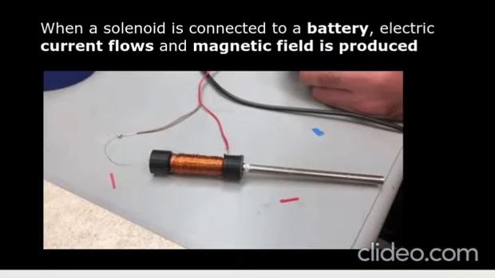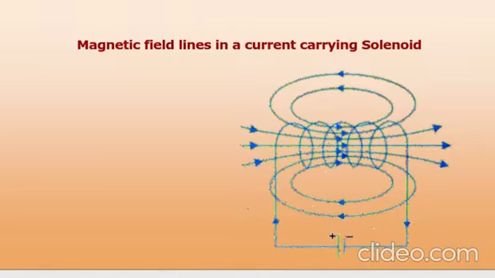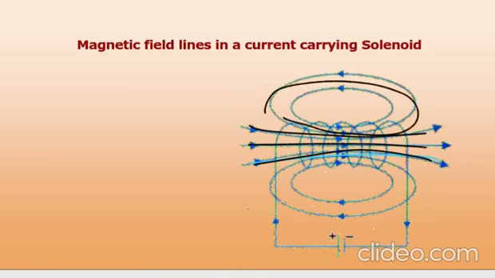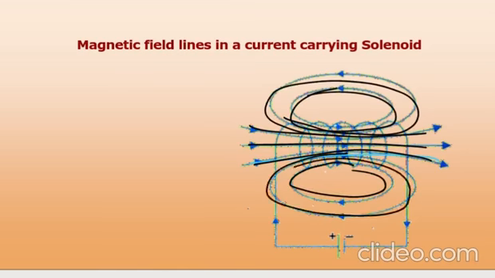When I have a solenoid connected to a battery, electric current flows and a magnetic field is produced. Again, it is conducting, so yes, a magnetic field will be produced. How? It's a bit odd kind of thing you can say. First they will form like this. They will go like this in a bit curved way, and then they will start making circles from the upper side and even down. Like this they will start making circles.